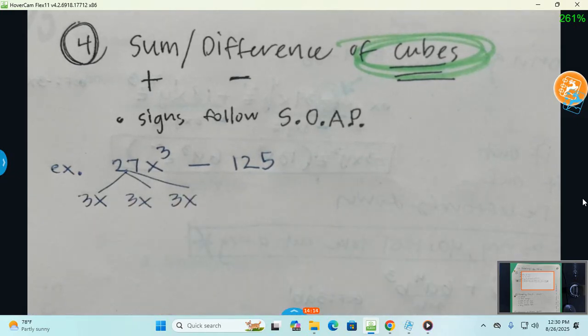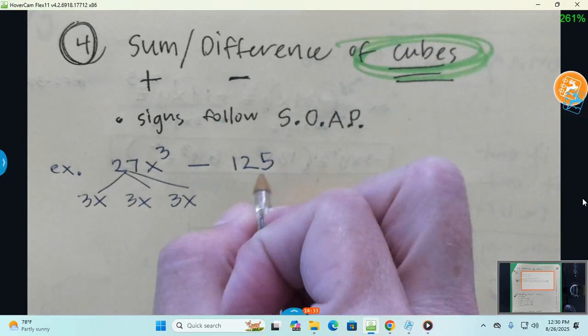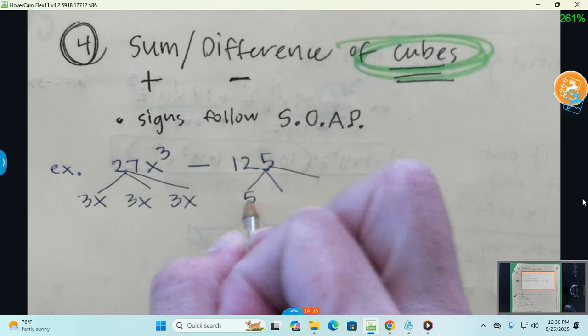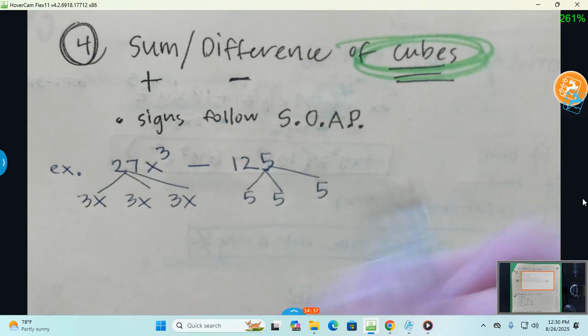You might want to check yourself and make sure you break it down correctly. 3 times 3 is 9, times 3 is 27, and you have 3 x's, so that is correct. Again, it's not 3, 3, 3, x, x, x. That is not correct. It's 3 terms. These are cubes, so we're breaking them down to 3 things. The 125 breaks down to 5, 5, 5.